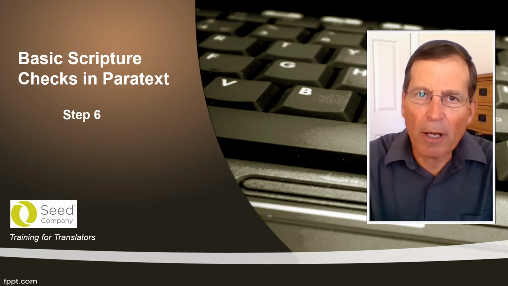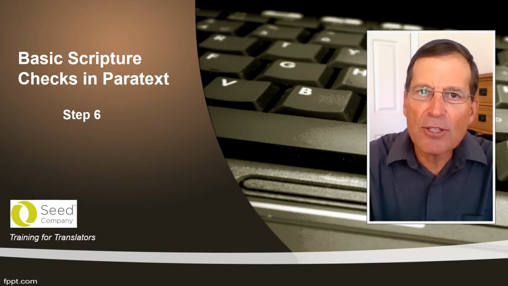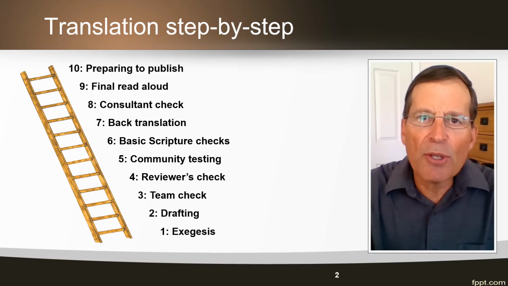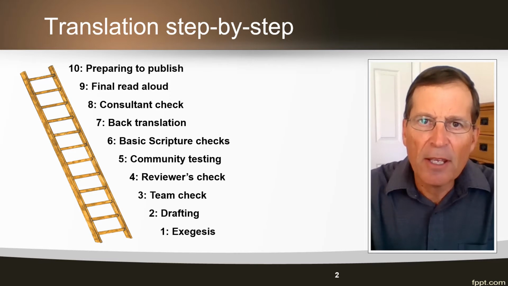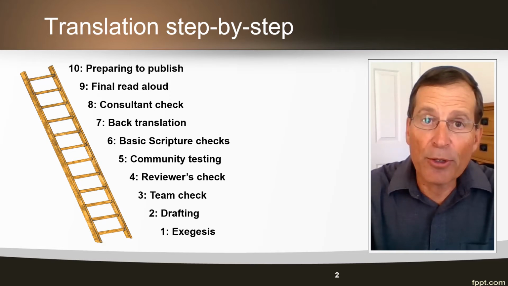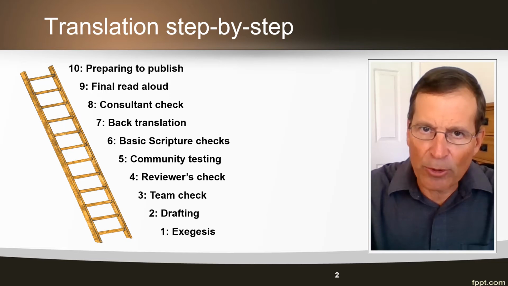Today we're going to be talking about step 6 of translation, basic scripture checks in Paratext. In the first 3 steps of translation, the team has worked themselves on the translation. In steps 4 and 5, they have tested the translation with other speakers of their language. Now in steps 6 through 8, they're going to get the text ready for a consultant check.